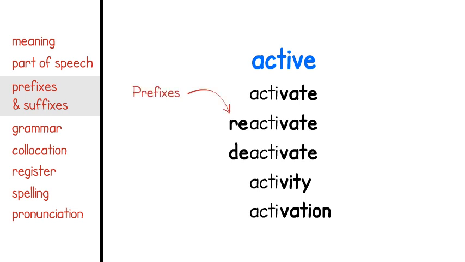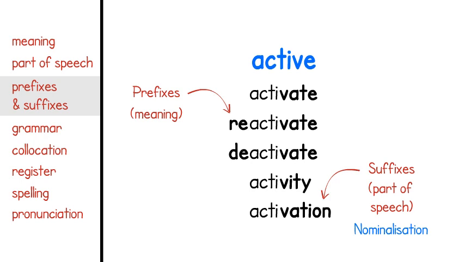Prefixes are the additional parts at the beginning of a word. They usually change the meaning. Suffixes are the additions at the end of a word. They usually change a word's part of speech. The use of suffixes is important in academic texts because we often make verbs into nouns. This is called nominalization. Watch the video about academic vocabulary for more information about this.